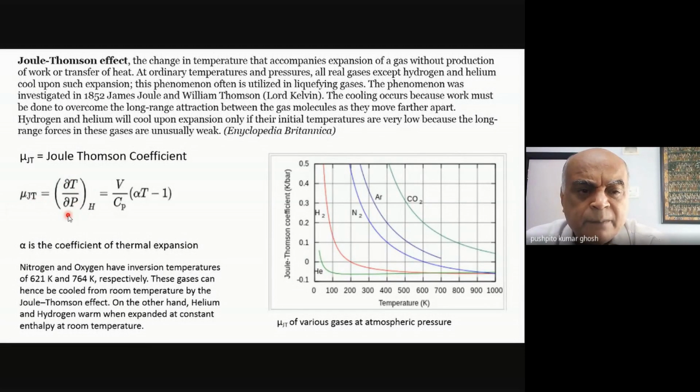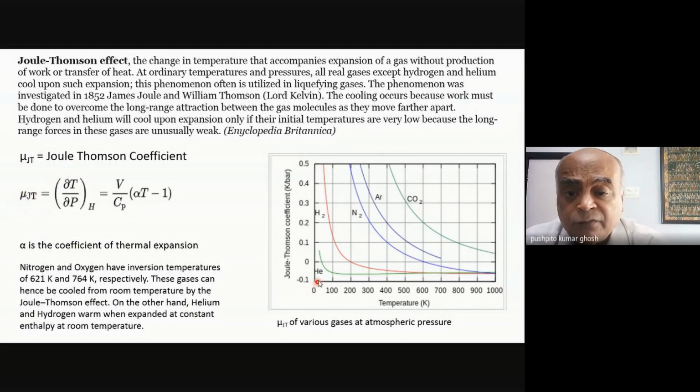It is delta T upon delta P. So if I'm expanding, whenever I'm talking about expansion, my delta P is negative. So if I've got a positive mu JT, it means that my delta T also must be negative. So that's what will happen with nitrogen, argon, CO2, etc. Delta T negative means it'll go to a lower temperature when I expand my gas. So I am seeing a reduction in temperature with the expansion of the gas when my mu JT is positive.